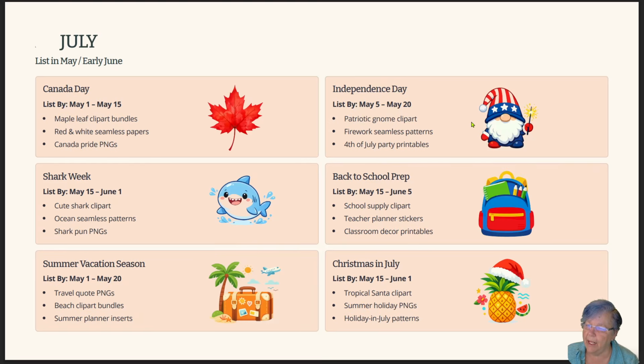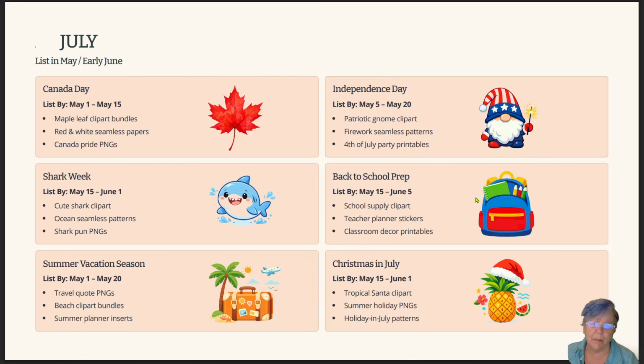And then July. What do we have in July? We have a lot of fun stuff in July is what we have. We have Canada Day at the beginning of the month. So these things should be listed in early May. And then, of course, we have Independence Day for those of us in the U.S. This too should be listed in early May.